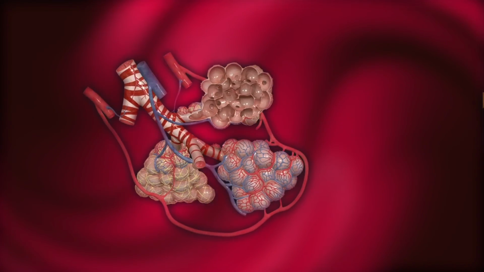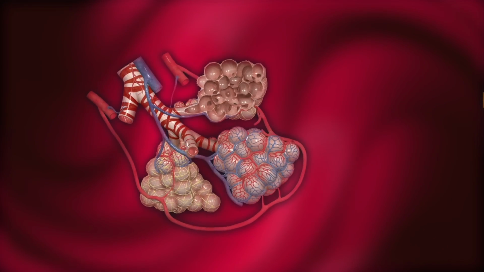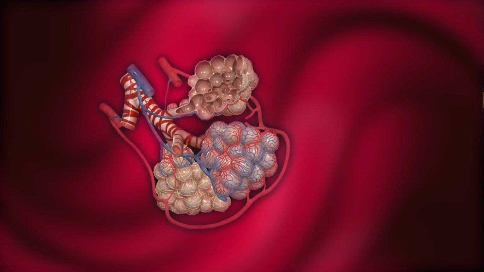The terminal bronchioles give rise to the sac-like or bag-like structures known as alveoli, where the main gaseous exchange occurs.